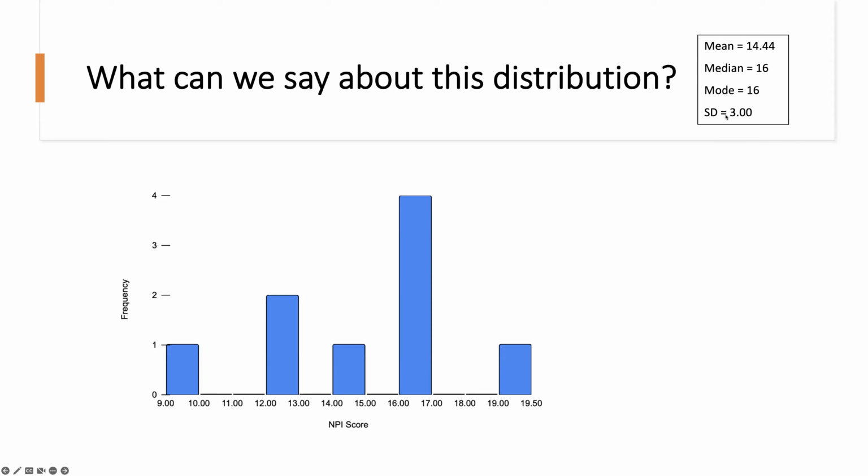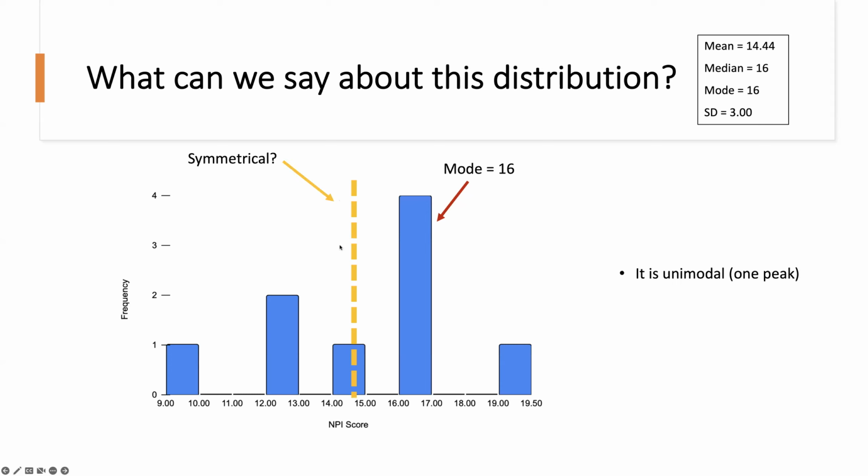And then our standard deviation is 3. That means that on average, our participants vary by about 3 points on the NPI scale from the mean of 14.44. Our mode is 16, so we know that this is unimodal. There's one high peak. Is it symmetrical? If you cut it in half and fold it over, it's not really symmetrical, because this one's a lot higher.